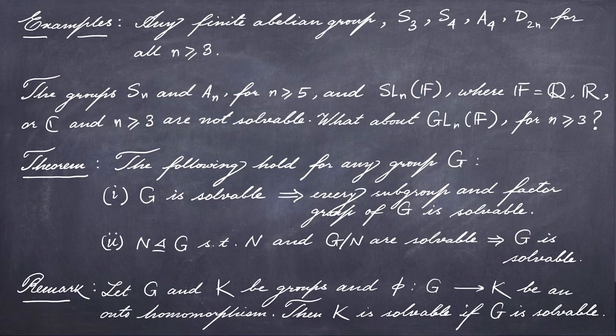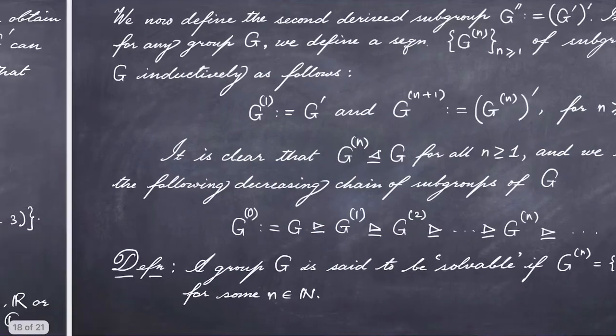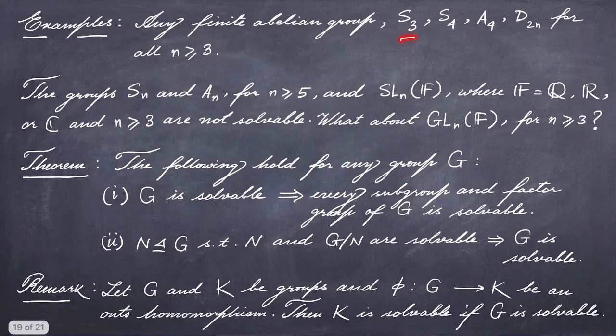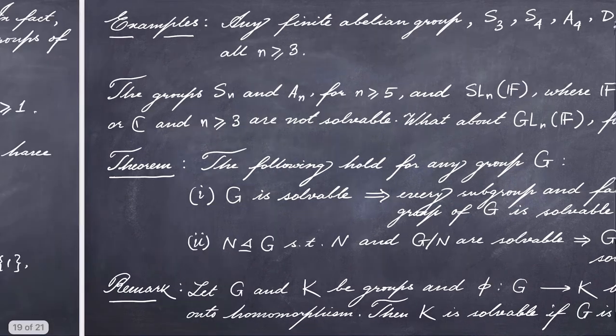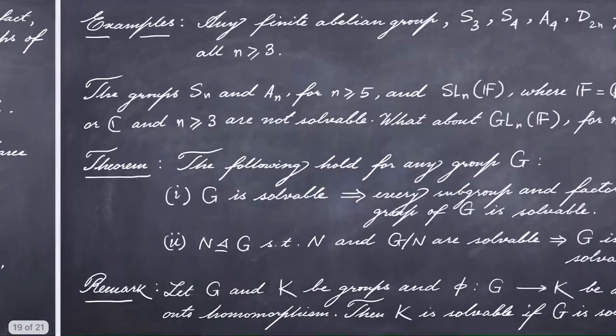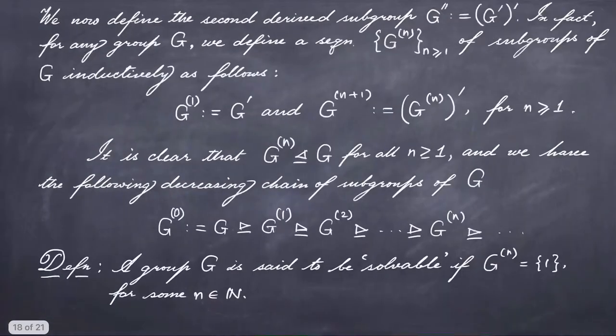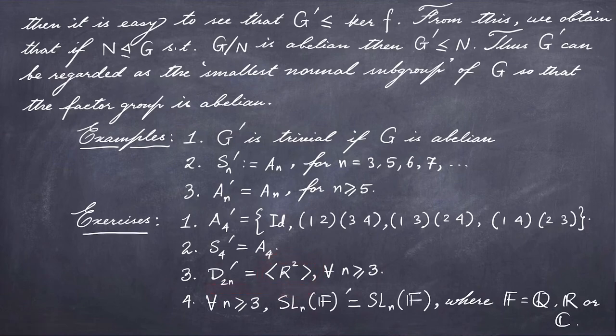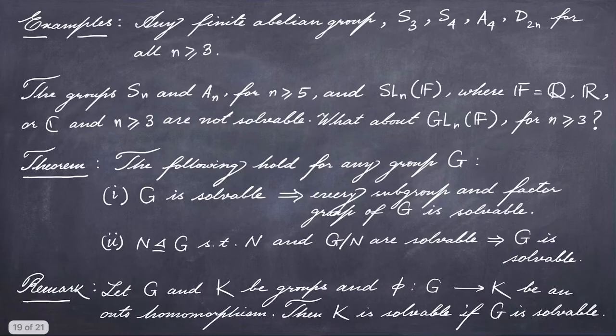Examples: any finite abelian group is, of course, solvable, because the first derived subgroup itself will be trivial. For S3, S4, A4, D2N, all these groups are solvable. For S3 the first derived subgroup will be A3, and then the second derived subgroup will immediately be trivial. For S4 the derived subgroup will be A4, and the second derived subgroup of S4 will be this, and since this is already abelian, the third one will be trivial. For D2N also this is the case: the derived subgroup will be just this, and since this is abelian, the second derived subgroup will be trivial.